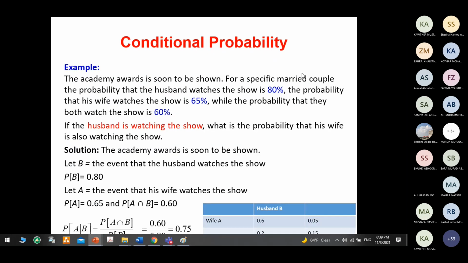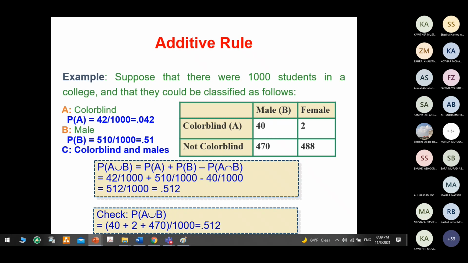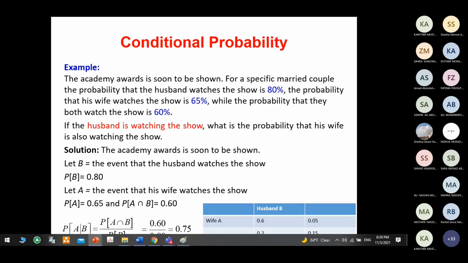Another example, I'm around to finish in 5 minutes. Conditional probability. Now I discussed here the additive rule. Let's see another example for conditional probability.